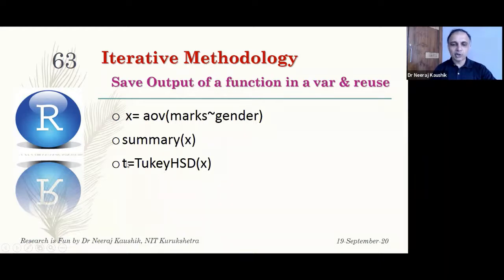I saved this output in T. Then the T output will come. Then I said plot T. So can you see what I'm doing? It's an iterative methodology, meaning in a circular way I will first save the output of a function in a variable and then reuse it. I saved the output of analysis of variance in X. X I used as an argument in the next function. Saved it into T and used T as an argument in the next one.